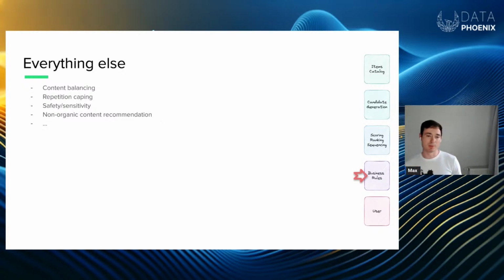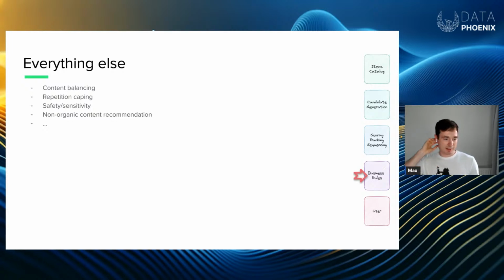Then you might also think about repetition capping. This is basically to prevent the user from seeing the same or similar recommendation within a time span, so as not to exhaust the user's attention. You can think about safety and sensitivity checks, and also non-organic content recommendation. That is basically blending in recommendations that are not driven primarily by the metrics you've optimized for, but also by other metrics that your organization cares about. I think the most relevant example might be something like ads.